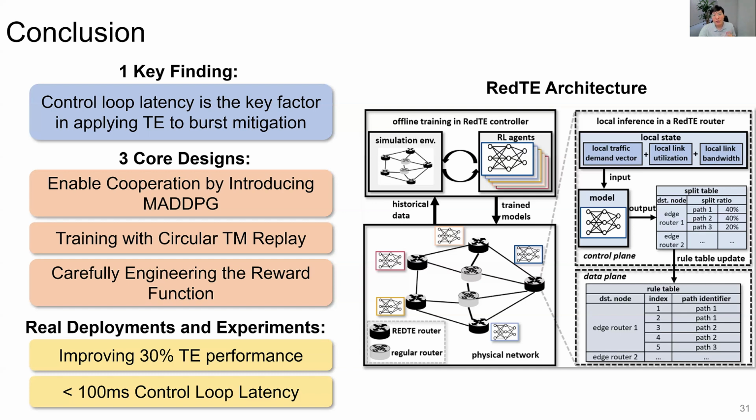In summary, we first find that the control loop latency is the key factor in applying TE to burst mitigation. And to address the problems faced by MLL in the distributed TE scenario, we propose 3 designs. Then, we implement and deploy RedTE in a real WAN. Evaluation reveals notable improvements compared to existing TE solutions. The control loop latency is lower than 100 milliseconds, with a 30% reduction in MLU and a 54% reduction in maximum queue length.